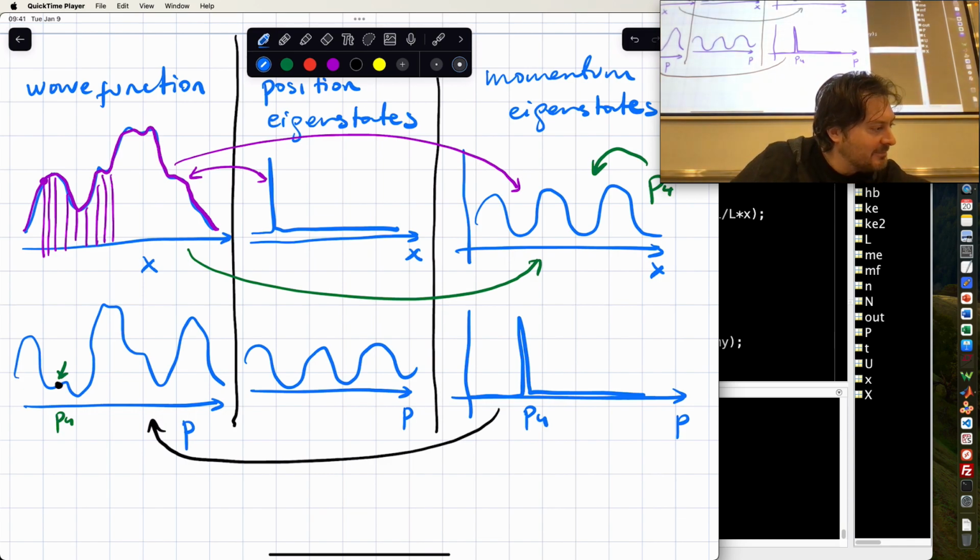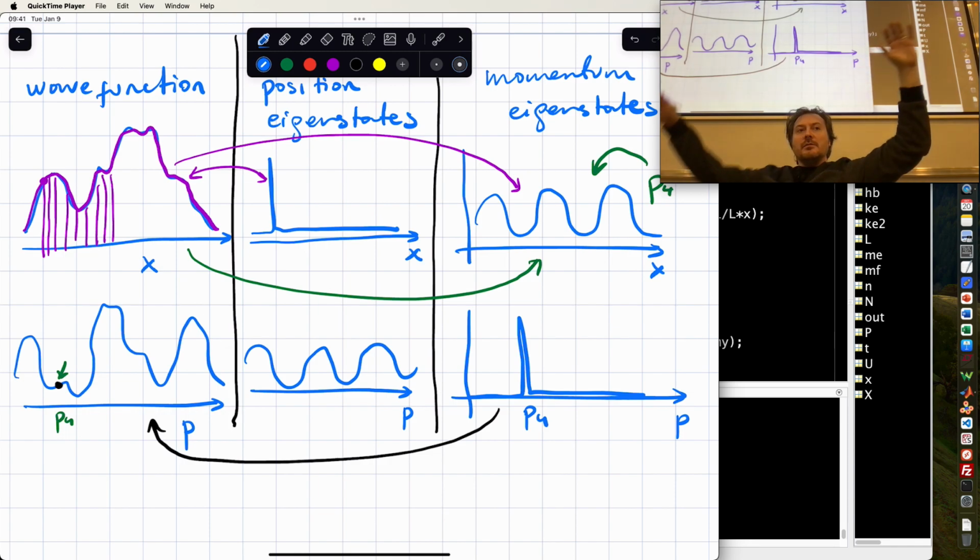Do I have time? Two more minutes. So it means that when we measure something in momentum space, we cannot be sure about the position? Oh, brilliant. Yeah, Heisenberg.